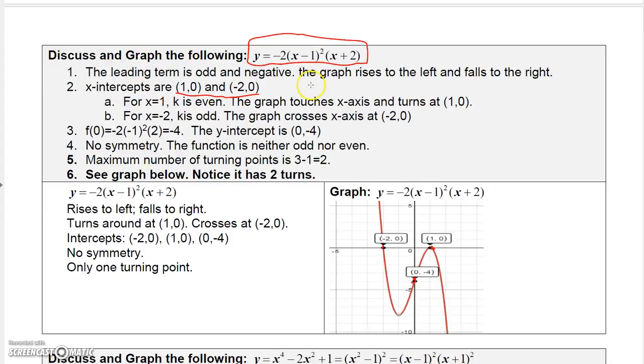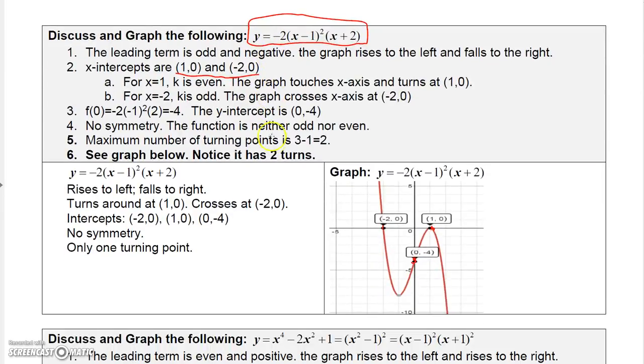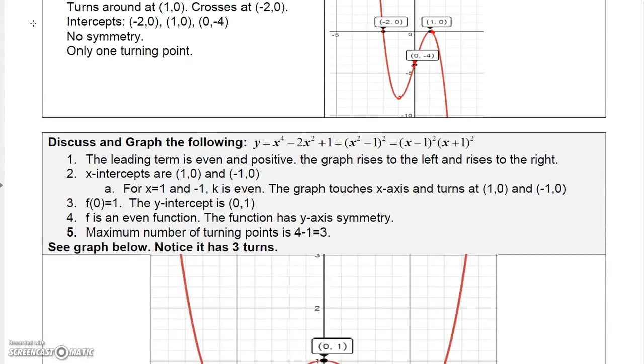And the maximum number of turning points is n minus 1. Remember, n was 3, a third degree polynomial, so the maximum number of turning points is 2. And if you'll notice, the graph turns twice. It turns right here, and then it turns right here. So that's the maximum number of turning points. So basically the idea is you can put all this together and get a graph using this information.